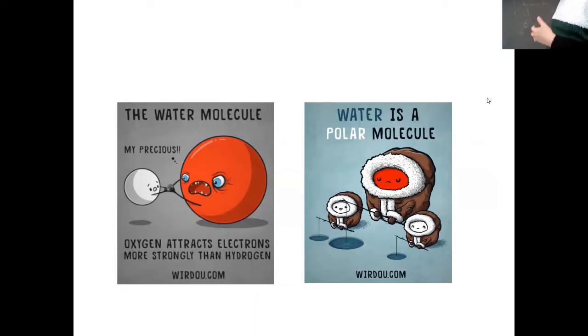So we've got the water molecule kind of looking like a family doing some ice fishing here. And of course, ice fishing is more popular in the polar regions where there is more ice. And so water is a polar molecule. All right. Questions about polarity?